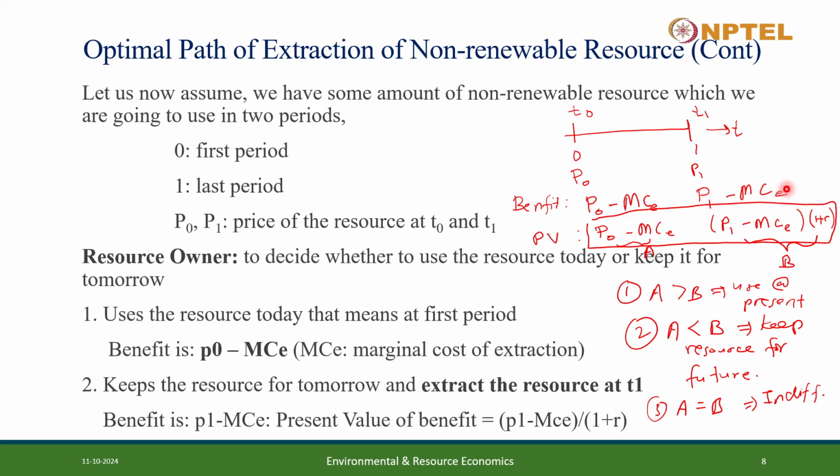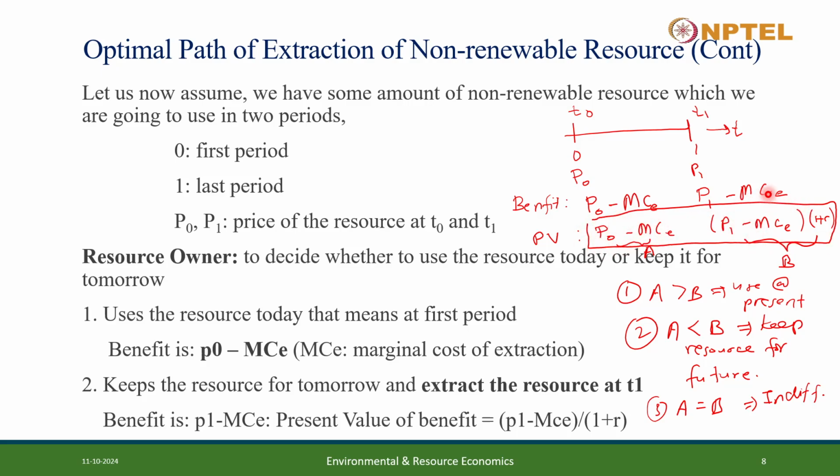Now if I discount it to the present, I will get the present value of each benefit. P0 minus MCE stays the same. And in this term, since it is for the future, one year, t equals 1, I am dividing by the term 1 plus r to discount the value. So these are the benefit of the present and the benefit of the future.